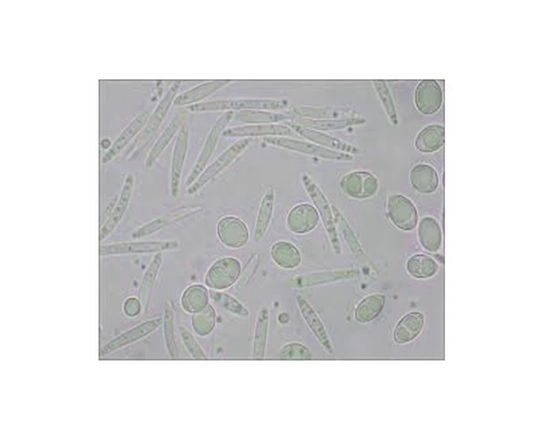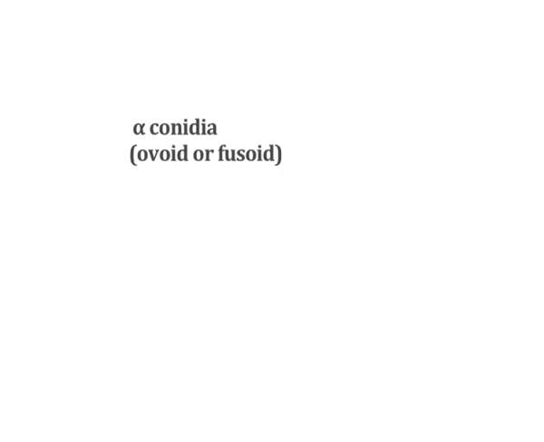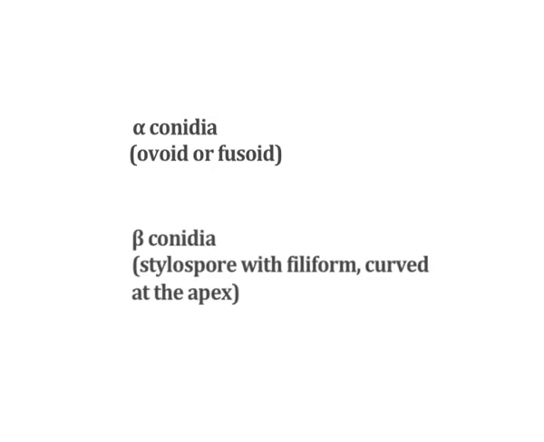Pycnidia with or without beak are found in the affected tissue. They are globose or irregular. Conidiophores in the pycnidium are hyaline, simple or branched. Conidia are of two types, that is alpha conidia, which are ovoid or fusoid, and beta conidia, that is stylospores, with filiform curve at the apex.